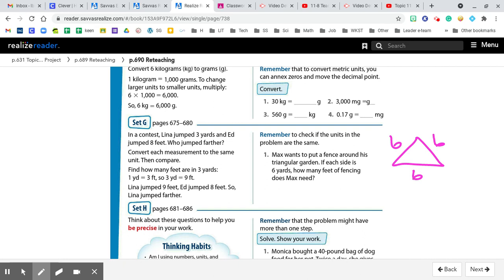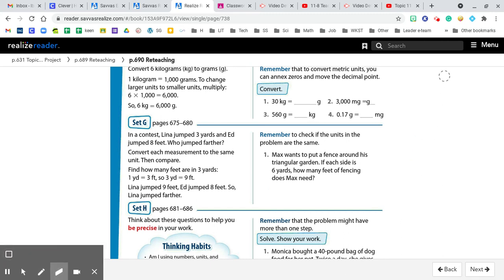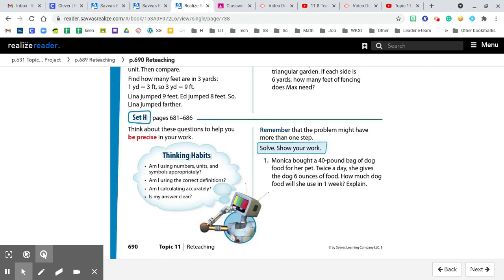Well, we can figure out that his perimeter is going to be 18 yards, and we need to figure out how many feet is that. We do 18 times 3, and we get 54. And then the last one, Monica bought a 90-pound bag of dog food for her pet. Twice a day, she gives the dog 6 ounces. How much dog food will she use in 1 week?